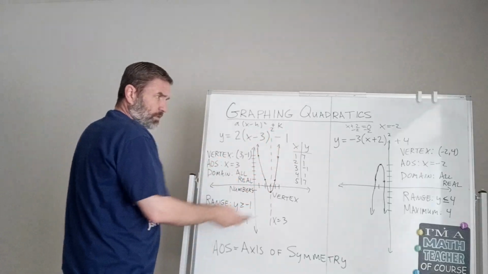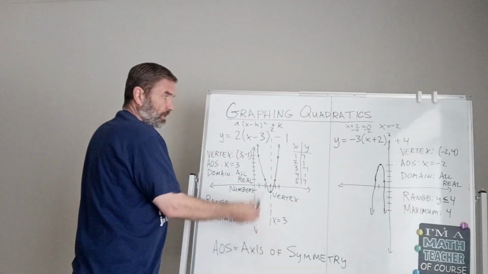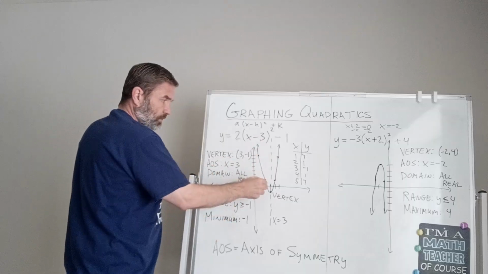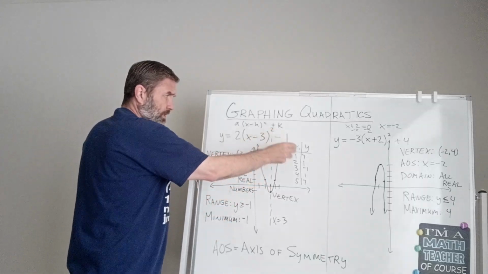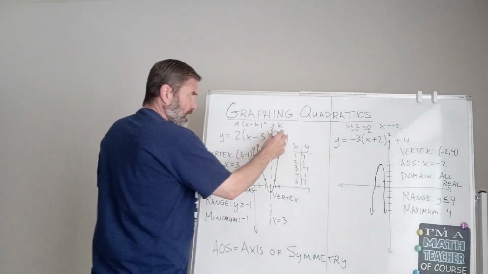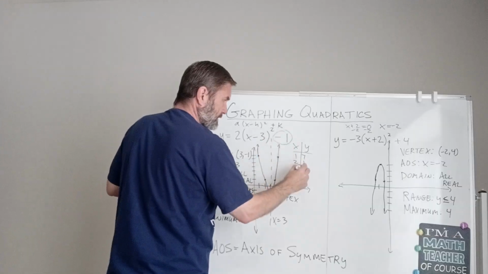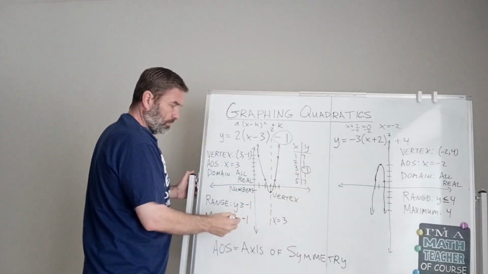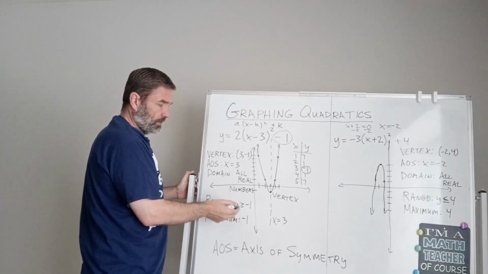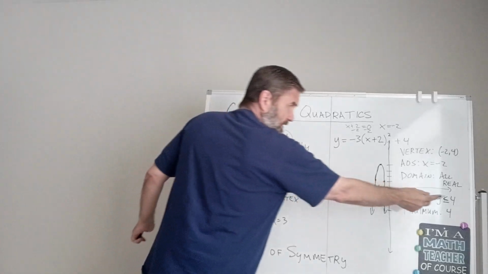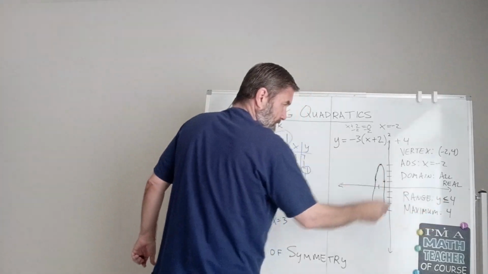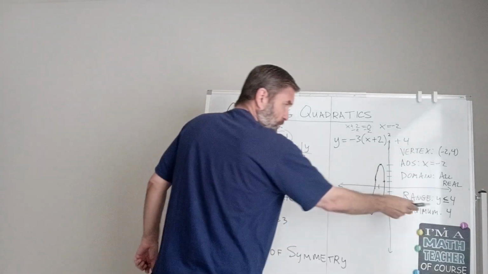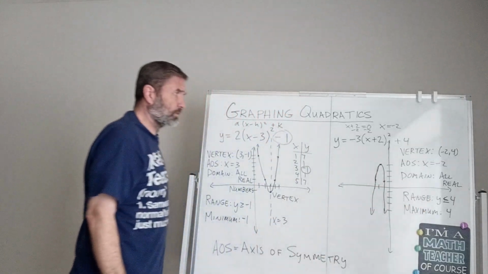That point is also your minimum or your maximum. If the quadratic goes up, the y-coordinate of your vertex right here, the -1, is also your minimum, and it's where your range goes up from there. Or, like over here, it goes down from here. So my maximum, because now I'm going down, is the maximum point I hit, 4, and the range is y is less than or equal to 4.